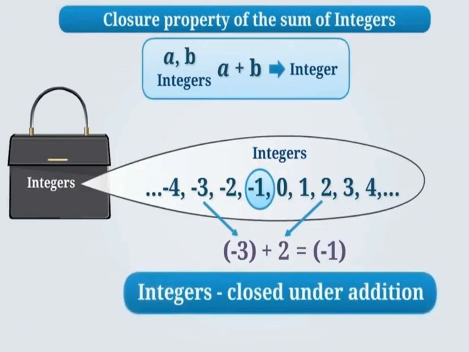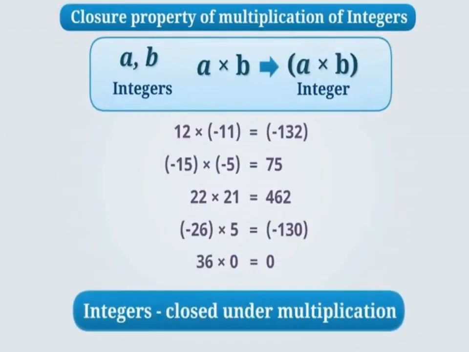How to define? If you take a, b or any integers, a plus b is also an integer, then we say that integers are closed under addition. Next we check the closure property of multiplication of integers. Suppose we take a, b as two integers; the product of these two integers, a into b, is also an integer.